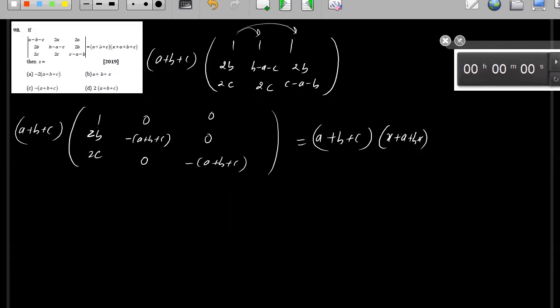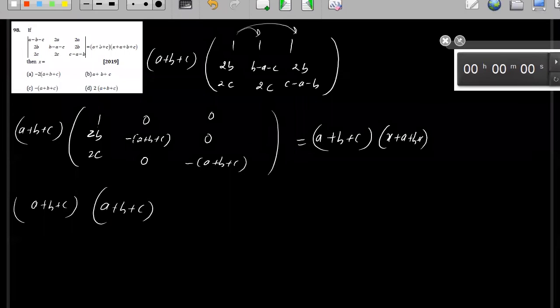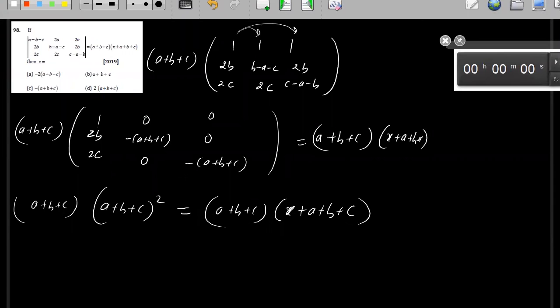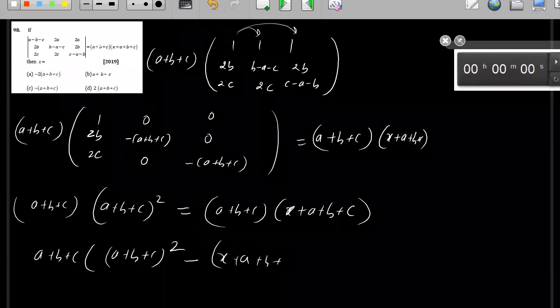So now see, this total thing is A plus B plus C into 1 into this into this. So this is A plus B plus C. This is A plus B plus C whole square. So that means this total thing is A plus B plus C into X plus A plus B plus C, right? Understood? So if I take this thing to the other side and take A plus B plus C common, A plus B plus C whole square minus X into A plus B plus C is equal to 0.